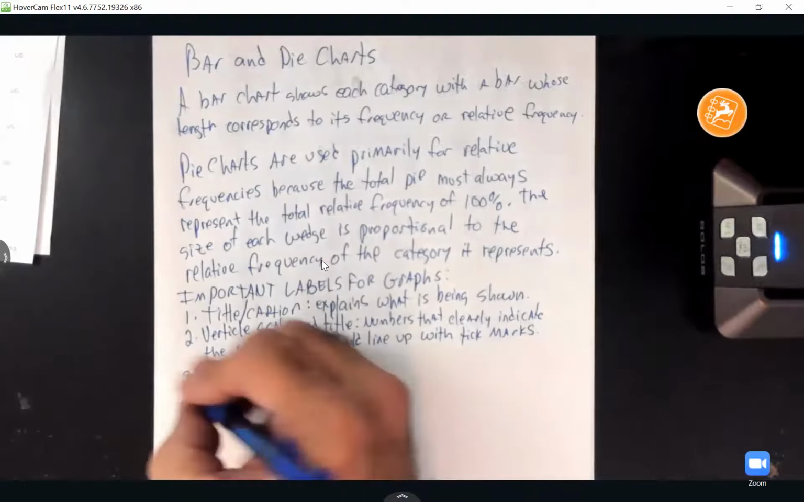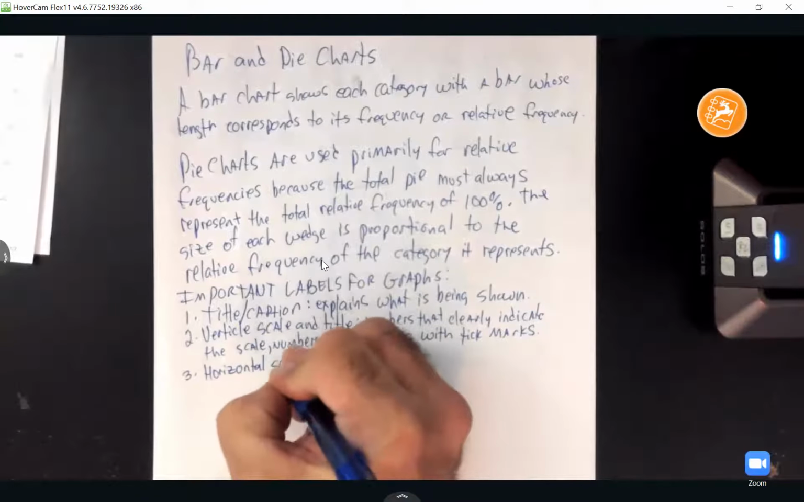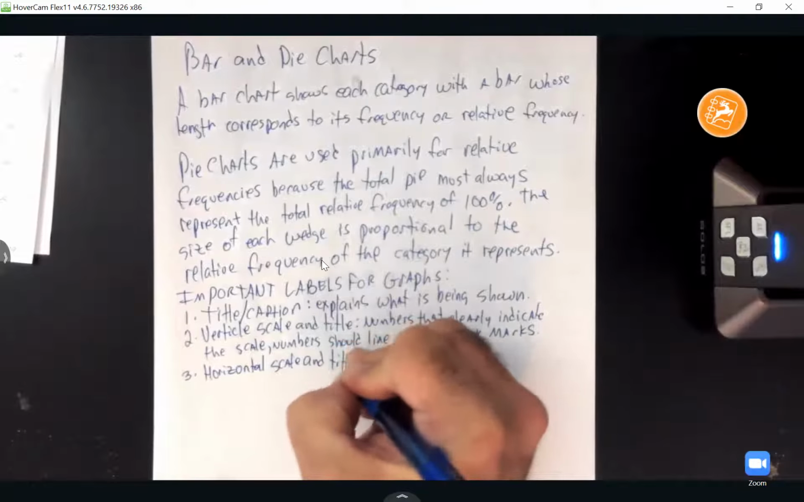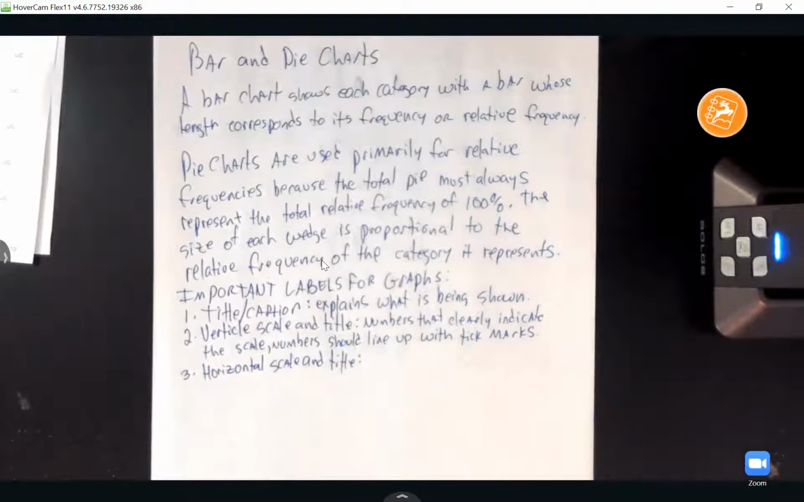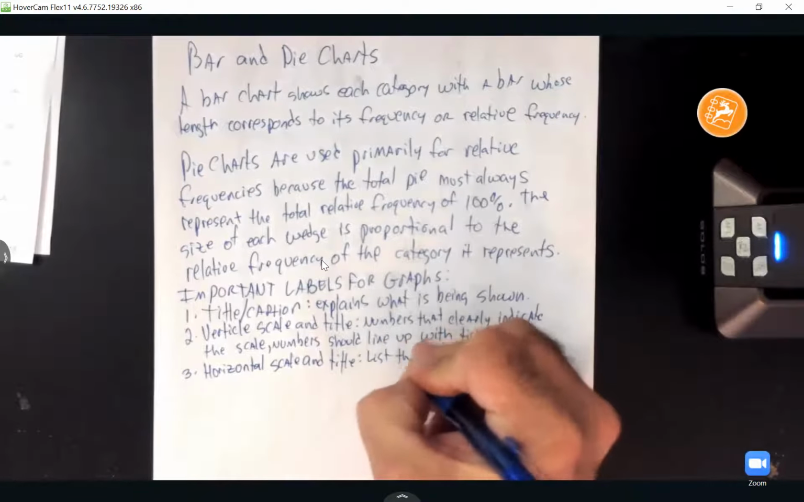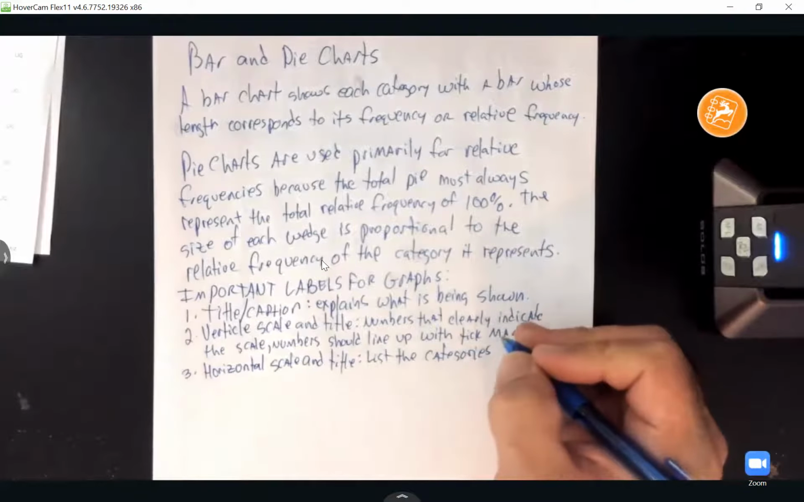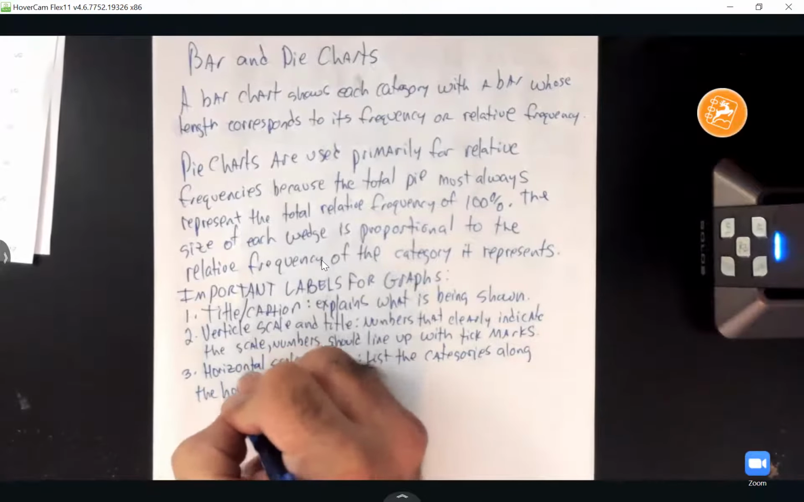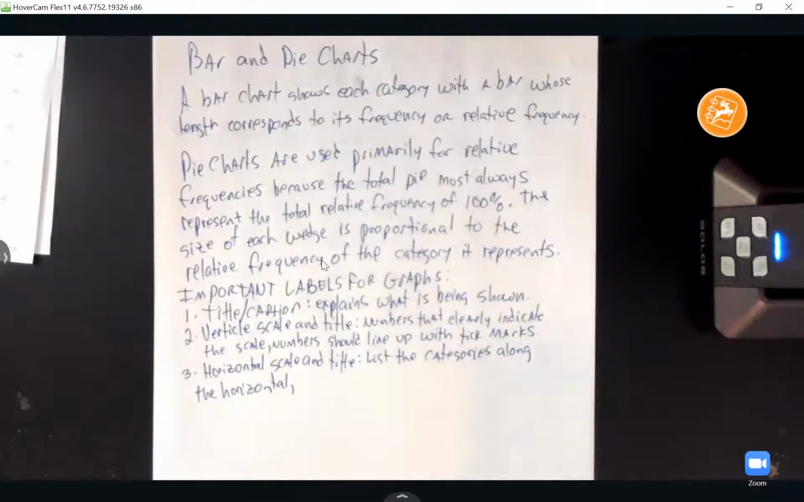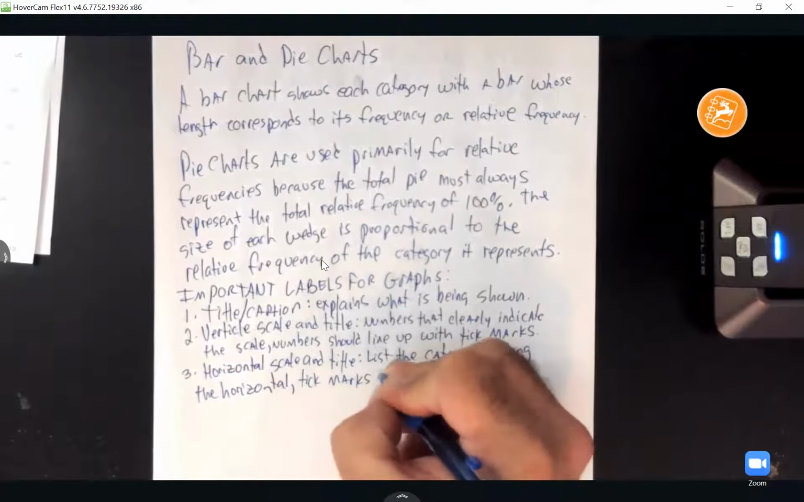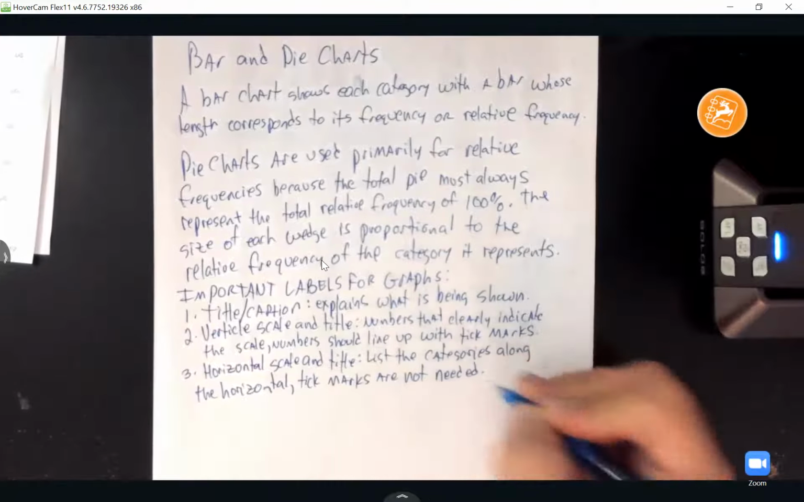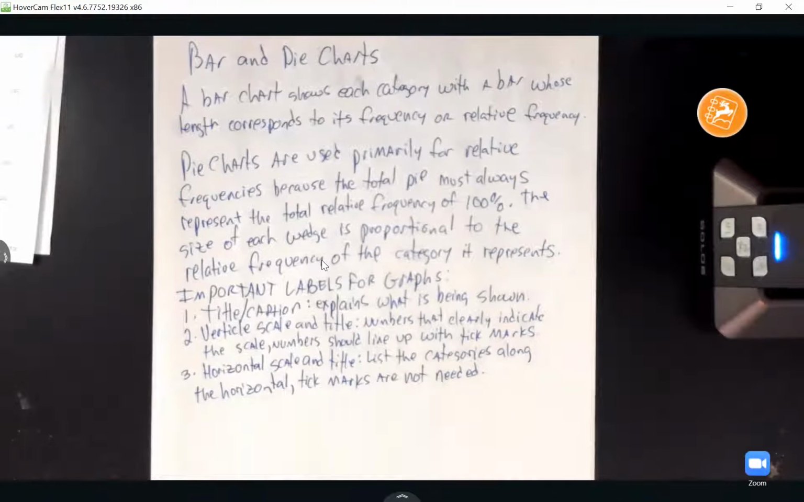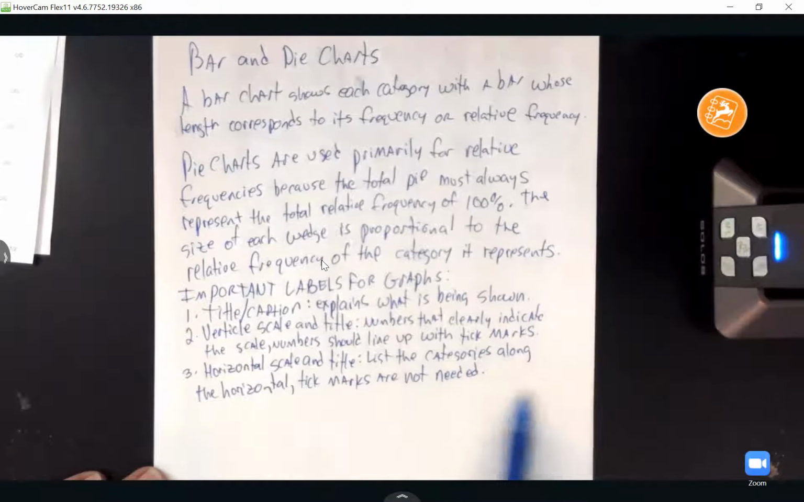You want a horizontal scale and title. So horizontal is left to right, which we would a lot of times call the x-axis. So that's where you list the categories along the horizontal. Tick marks are not needed, right, because we're just listing data here like A, B, C, D's, and F's. And then, like we said, a title that tells what the categories are. Grades, so for ours, it would have been grades on the exam, okay?